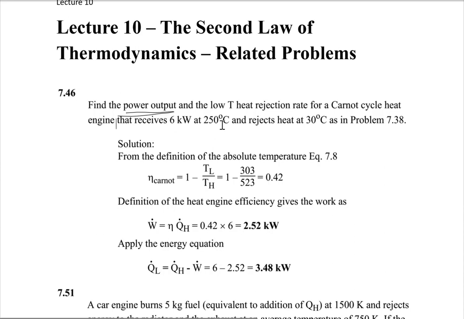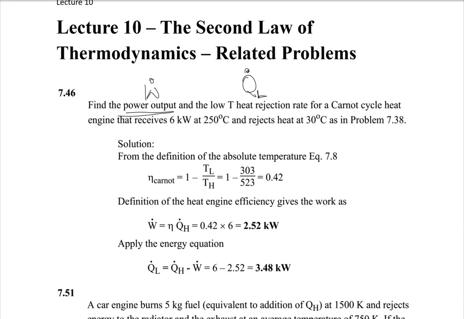So we need to find out the power output, which is actually the work rate, and the low temperature heat rejection. So low temperature heat rejection would be the heat rejection at, and that would be QL. So we need to find out the two.